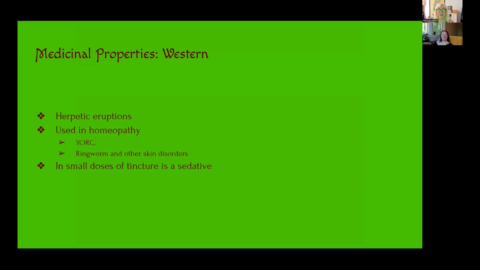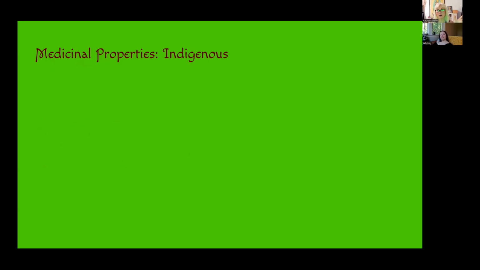Okay, so Western properties. We've heard it be used for herpetic eruptions, I think those are like on herpes. And I've heard it used for your face, used in homeopathy as well. You can find Rus; I think it's still talked about as Rus in homeopathy. In homeopathy, it's used for rheumatism, the old rheumatism cure, used for ringworm and other skin disorders. And in small doses of tincture, it's a sedative and used for urine incontinence. So that's it for Western uses.